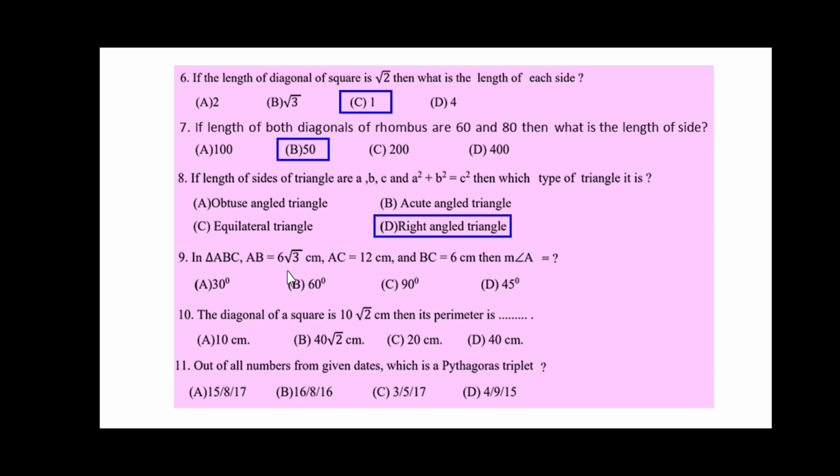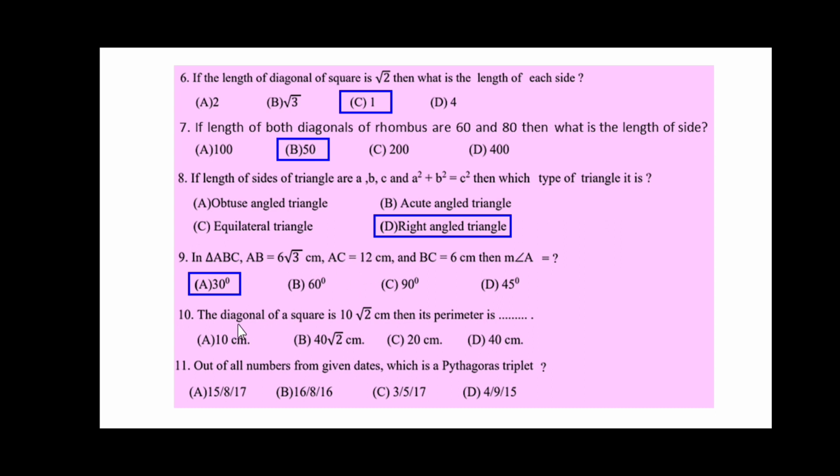In triangle ABC, AB is 6√3 cm, AC is equal to 12 cm and BC is 6 cm, then angle A will be 30 degrees. Draw the essential figures and you will get that the angle will be certainly 30, since this BC is half of AC, which is 12 cm.